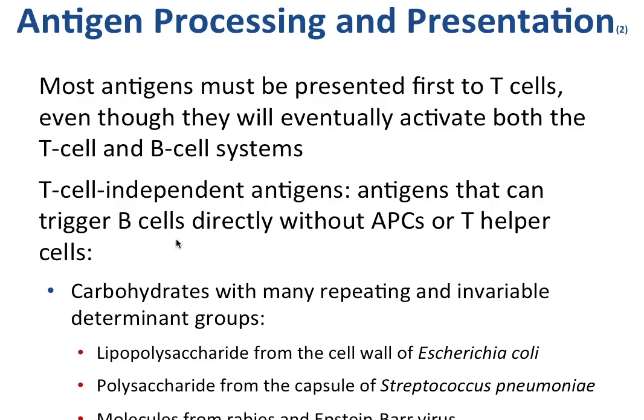So we have some antigens. Those antigens actually don't need to be presented to the T cells. Those antigens can directly activate the B cells. Normally they are carbohydrate substances like polysaccharides from E. coli and the polysaccharide from Streptococcus pneumoniae. Some molecules from the rabies and EB virus also can work as this type of antigen.